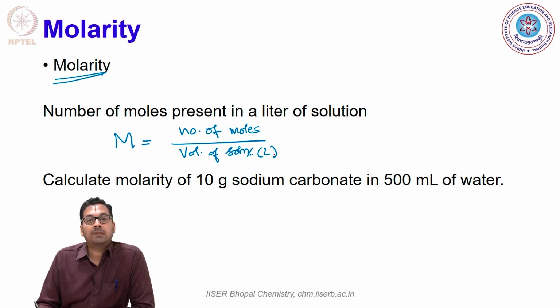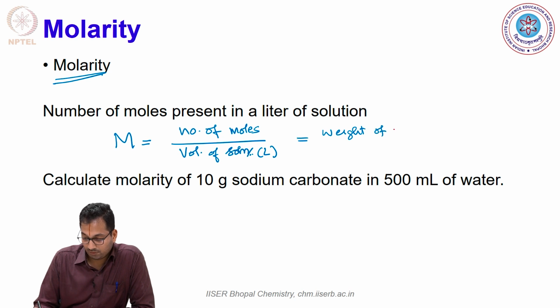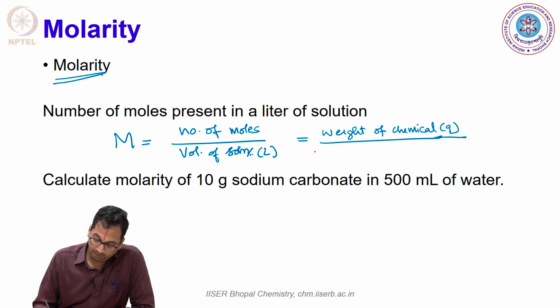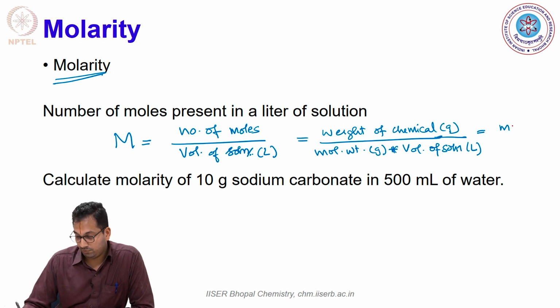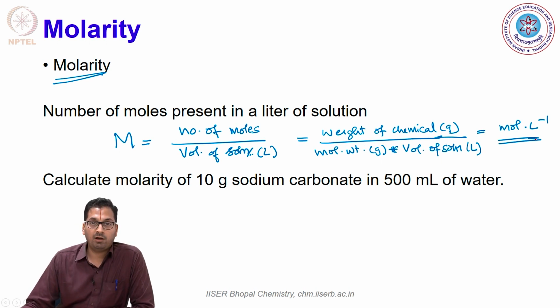in liters. And as we just saw, the number of moles is going to be given by the weight of the solute, of the chemical, in grams, divided by the molecular weight, which we just understood how to calculate, times the volume of solution in liters. So this will end up as a unit such as moles per liter. So this is the definition of molarity.